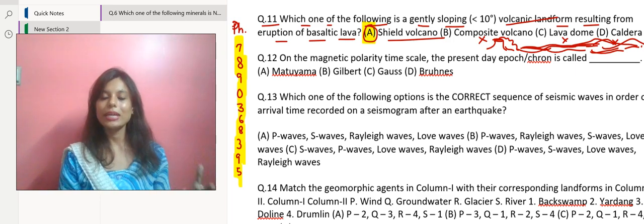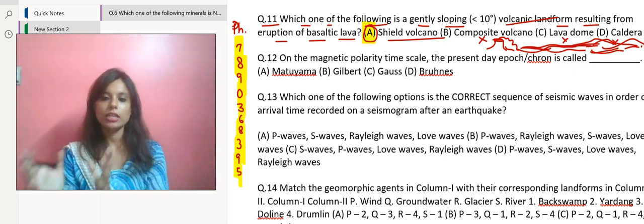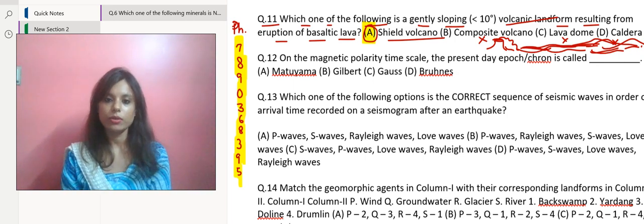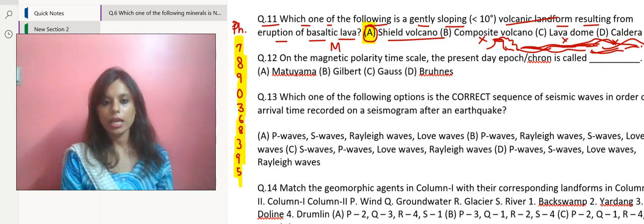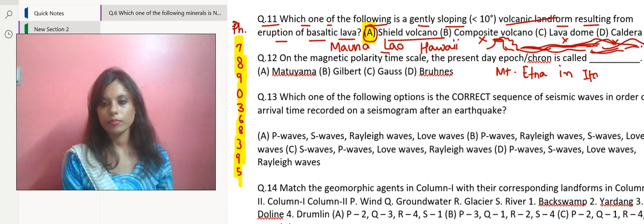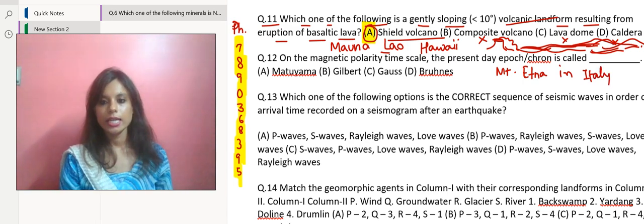Hence, we can name the lava that is coming out and forming a volcano as the shield volcano. That is given in the option. Examples of shield volcanoes can be Mauna Loa. Where is this? This is in Hawaii. Another example can be Mount Etna. Mount Etna, this is in Italy. It's quite a famous shield volcano. Mount Etna in Italy. All right. So yeah, we have discussed the shield volcano.